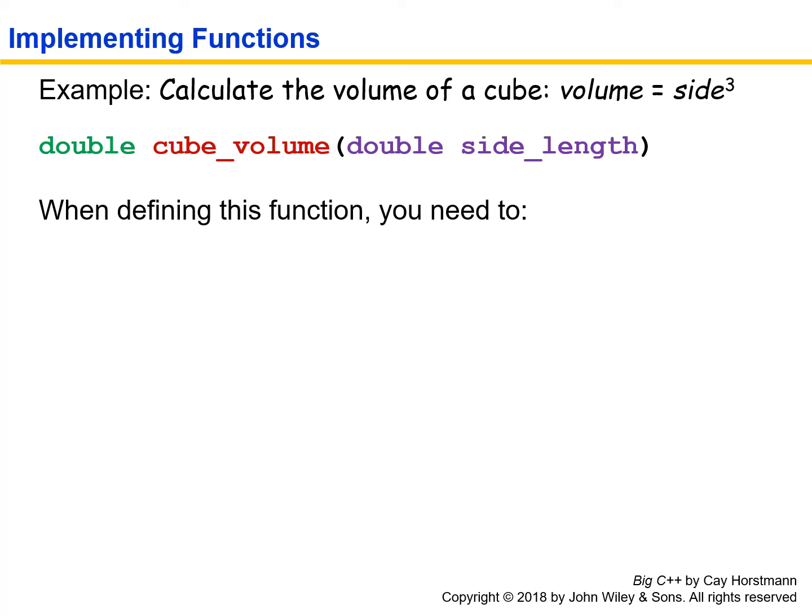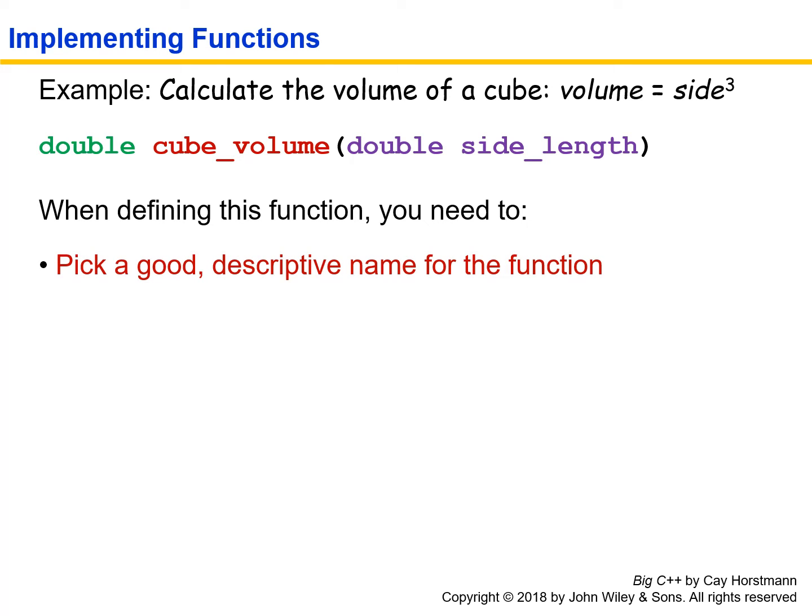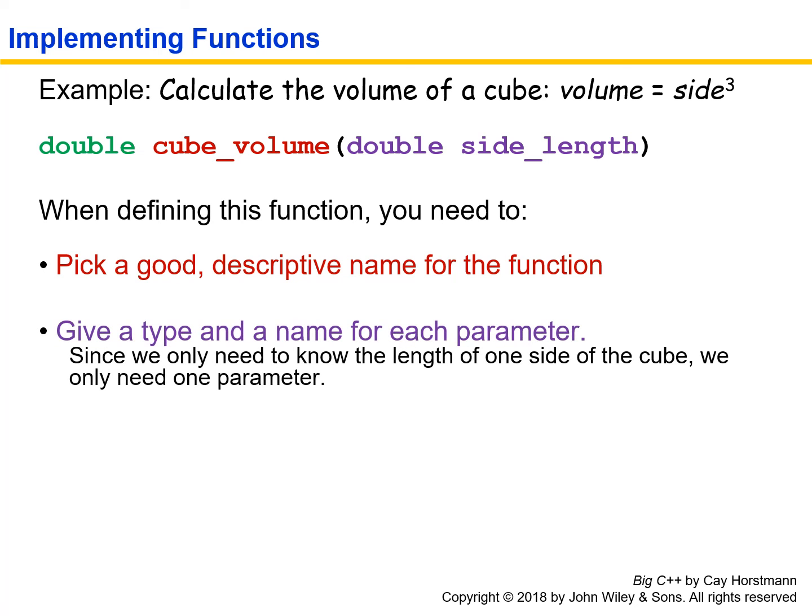We then write out a function definition. When defining this function, you're going to need to pick a good descriptive name for the function. Cube underscore volume is a pretty good description of what this function is going to do. Give a type and a name for each parameter. Now, for a cube, we only need to know one side, so we only have one parameter, double side length.